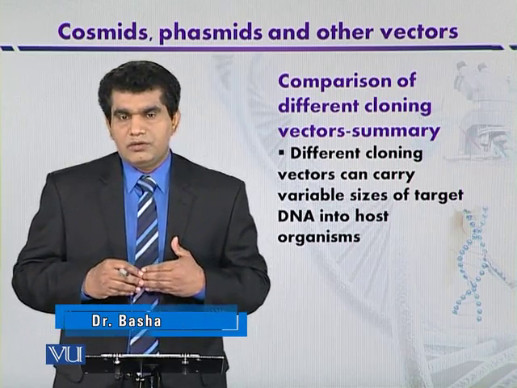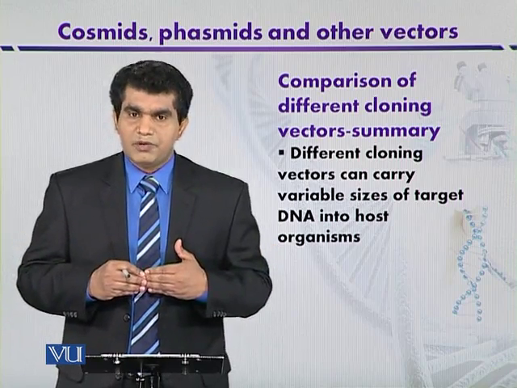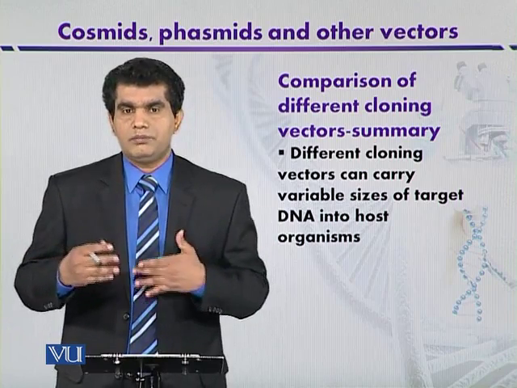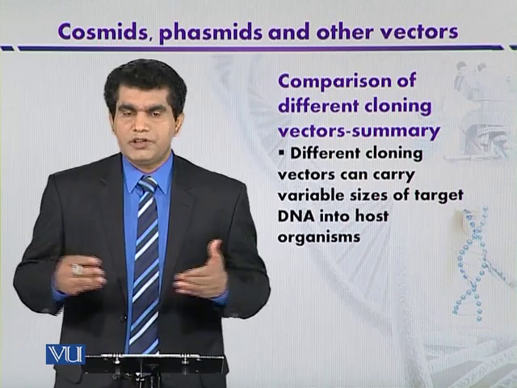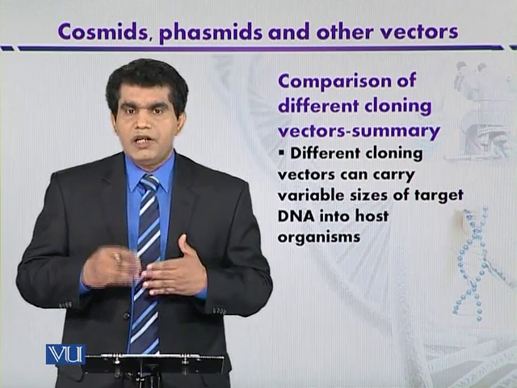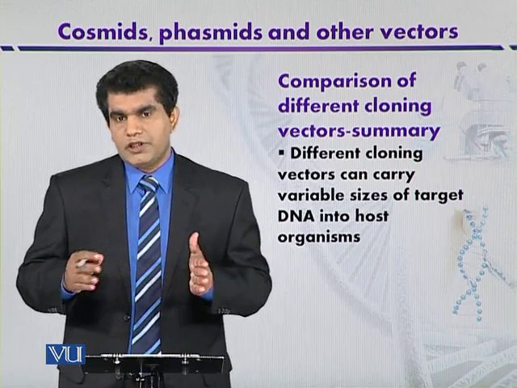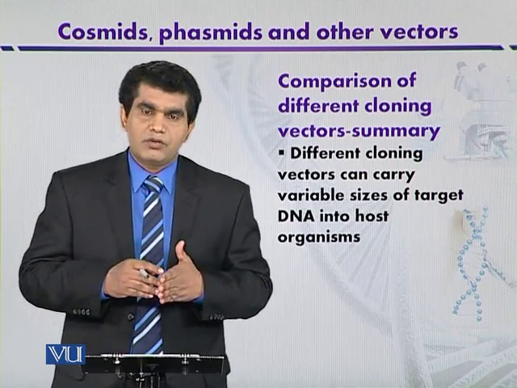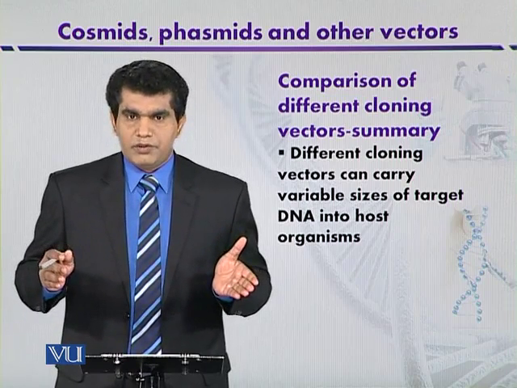After that, we also focused on the cosmid vector that can clone up to 45 to 52 kilobase DNA fragments. And if we want to clone larger DNA fragments, of course, then bacterial artificial chromosomes and yeast artificial chromosomes are important.